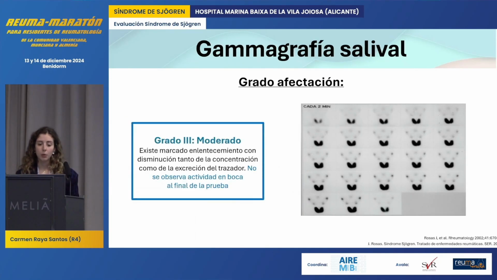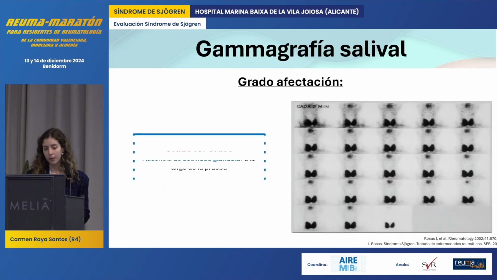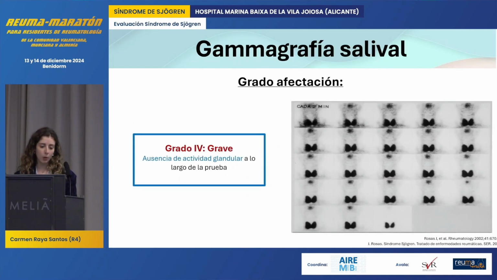Grade 3 is a moderate involvement, where no activity is observed in the mouth at the end of the test. And grade 4 is already a severe involvement, where there is a complete absence of glandular activity throughout the entire test, not just at the end.